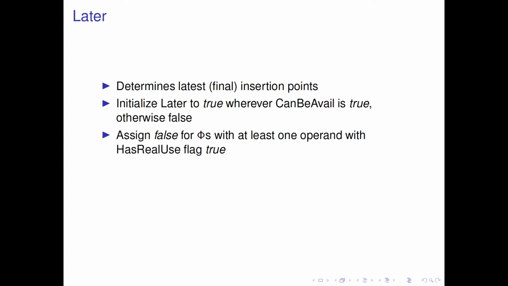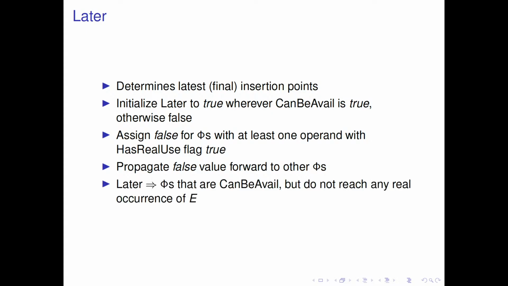Assign false for phis with at least one operand with has real use flag to be true. So if a phi has one of the arguments already set to true as real use, that means it is getting a real use. Okay, you don't need to push it further down. And this false value now you have to propagate to other phis, because false tells you that you have already found a value, you don't need to push any further.